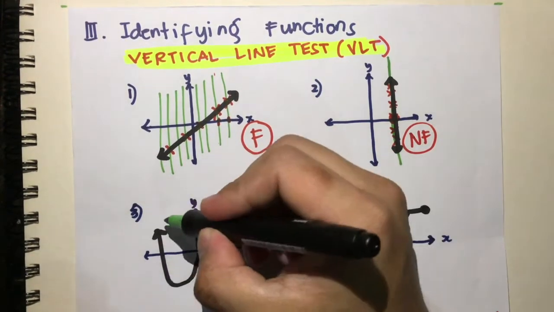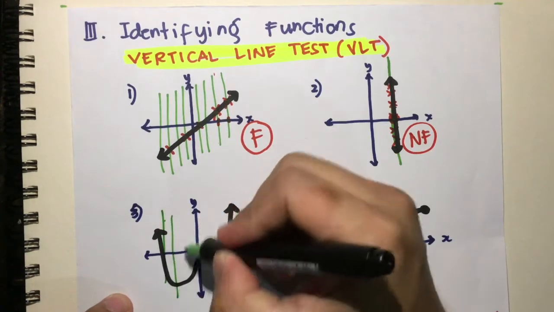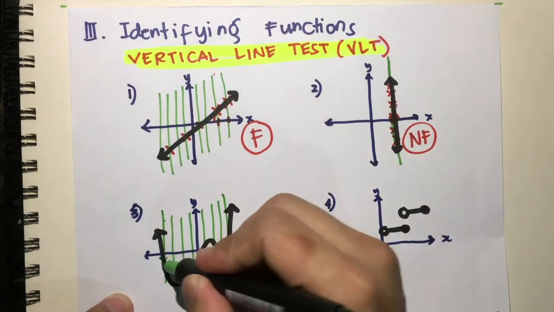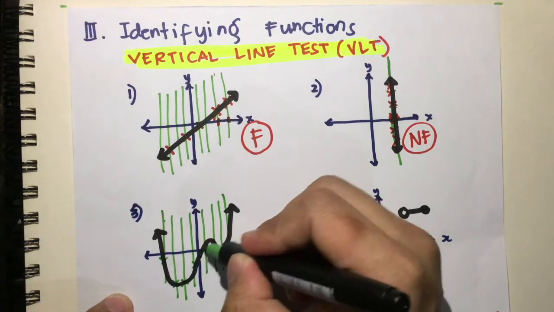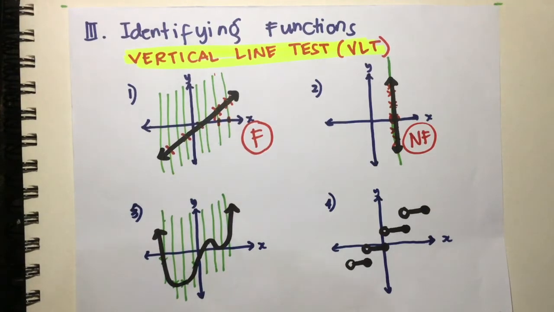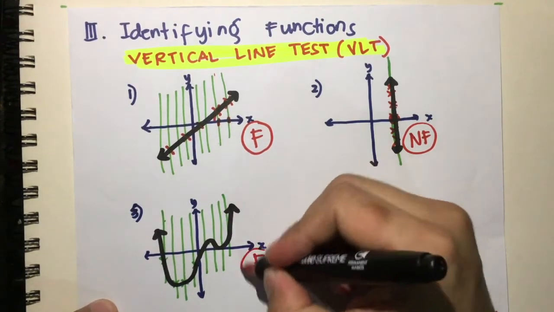Here in number 3, if we're going to draw a vertical line anywhere on this graph, you see that I can only hit 1 point each time I draw a vertical line. So this is also the same as number 1. So this is also a function.